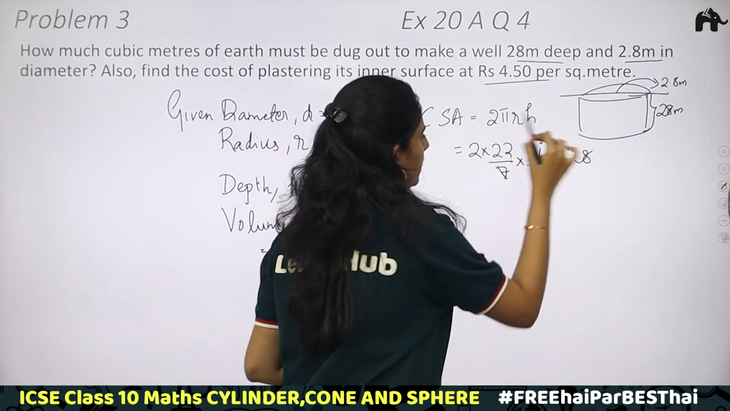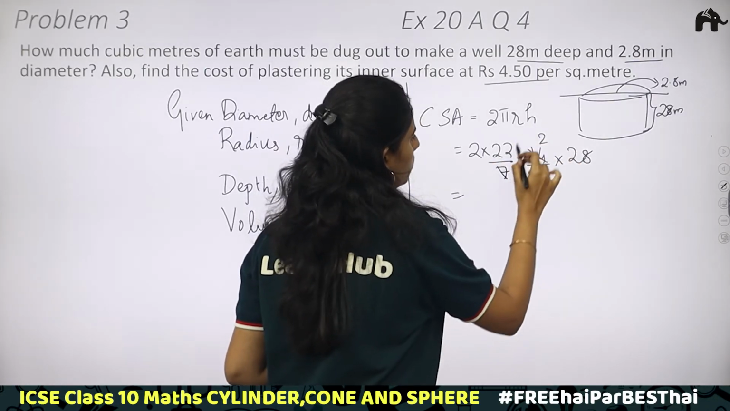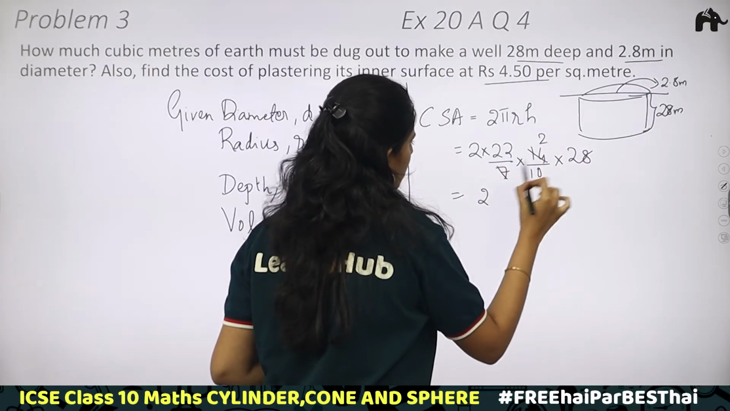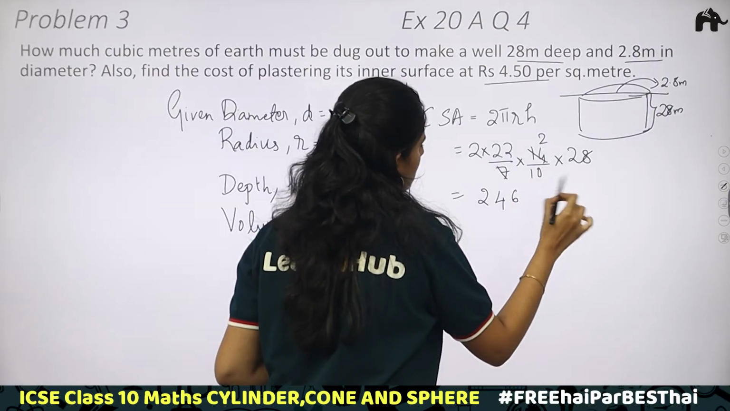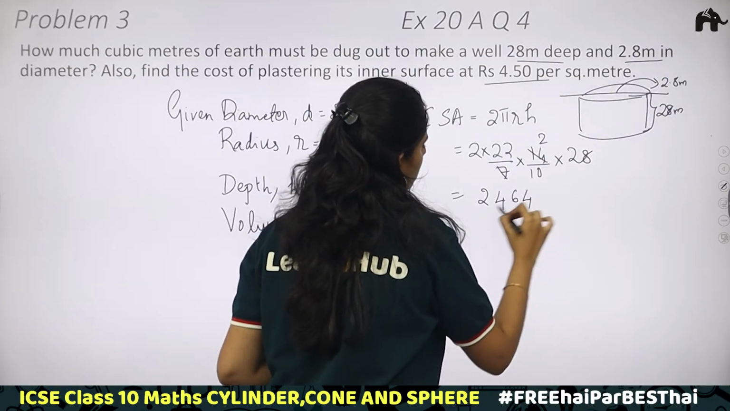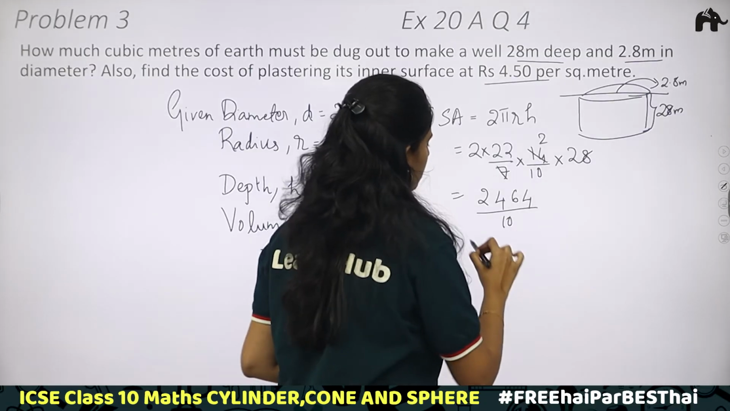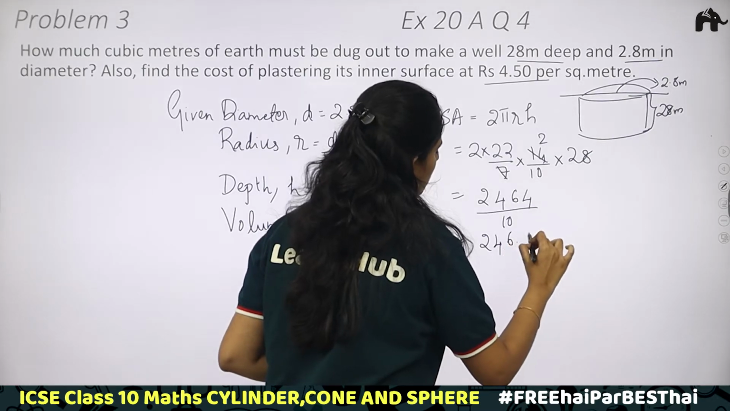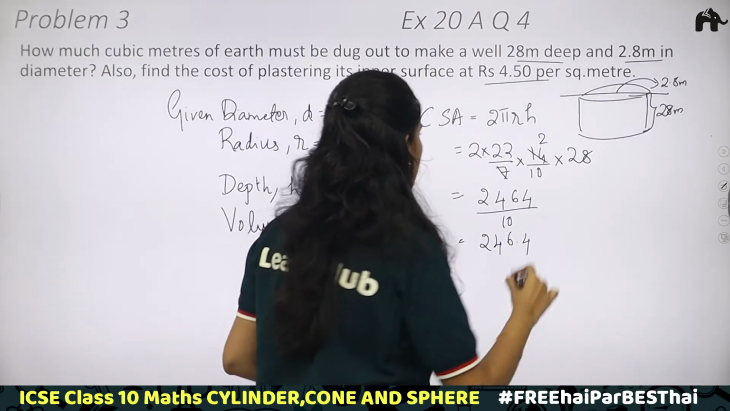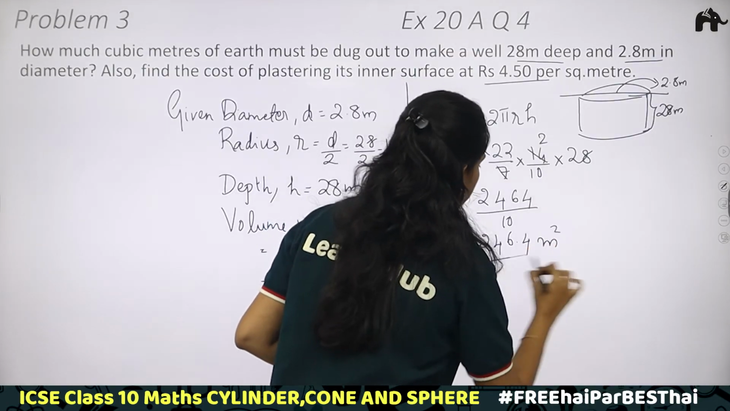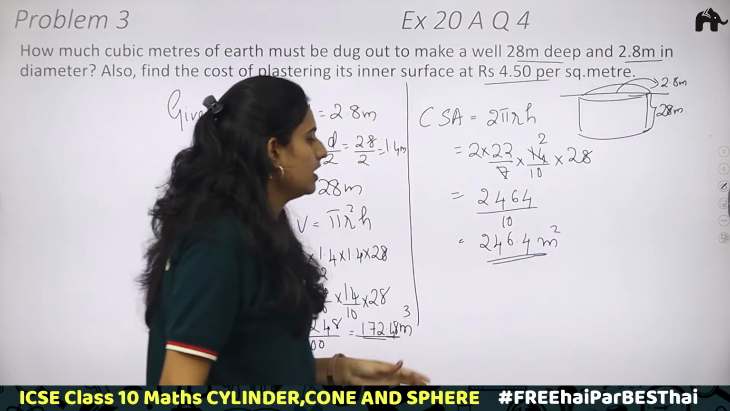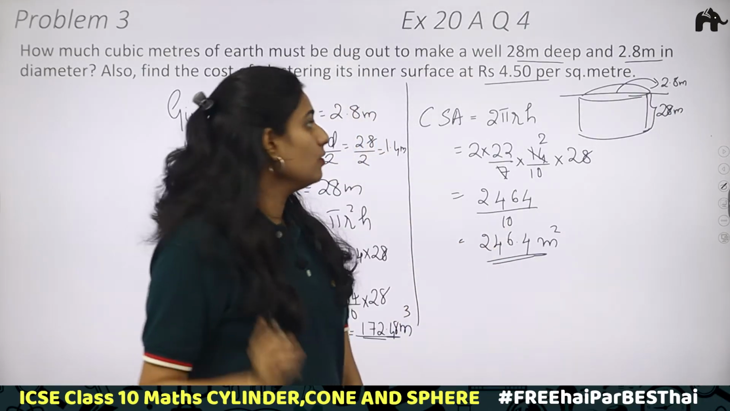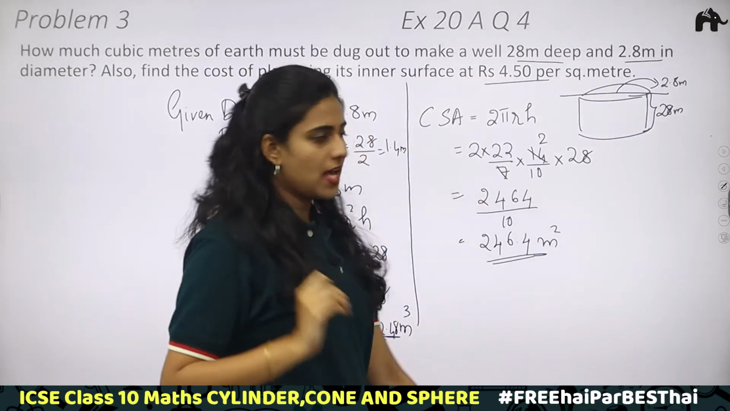Again cancelling, we get 2 here. So 2 into 22 into 2 into 28 divided by 10. So you will be getting 2464 divided by 10. Okay, the final answer will be 246.4 meter square. The curved surface area will be 246.4 meters square. Okay, now we need to find the total cost for plastering.